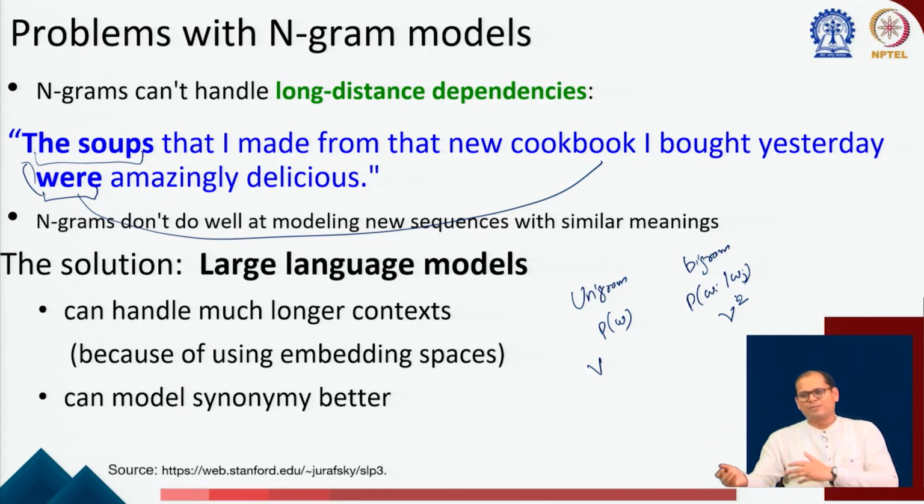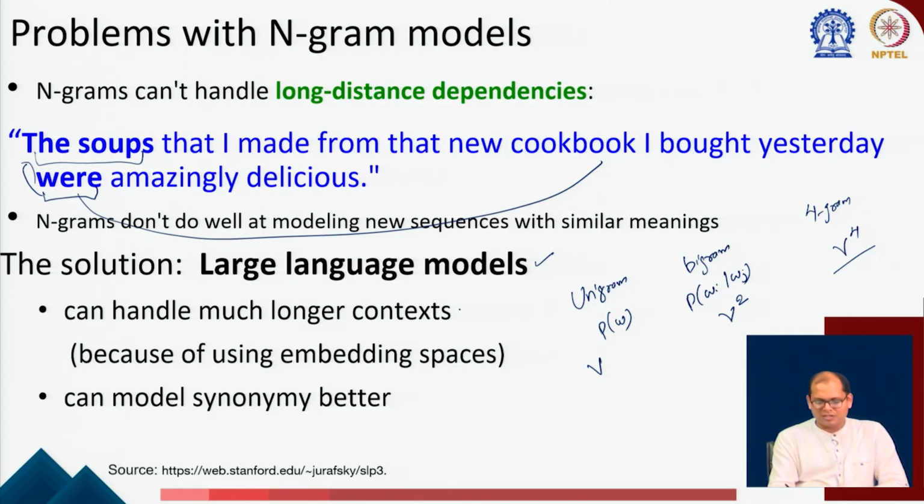And it keeps increasing exponentially. For 4-gram, this will be V to the power 4, that many parameters. So this is a problem with N-gram language models, and large language models typically offer the solution, because they can handle much larger context, since they use embedding spaces, and they can model synonymy.